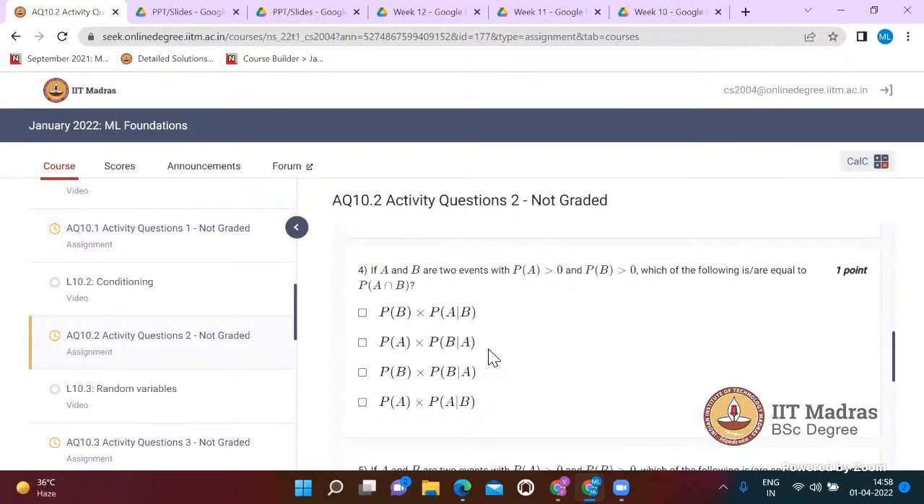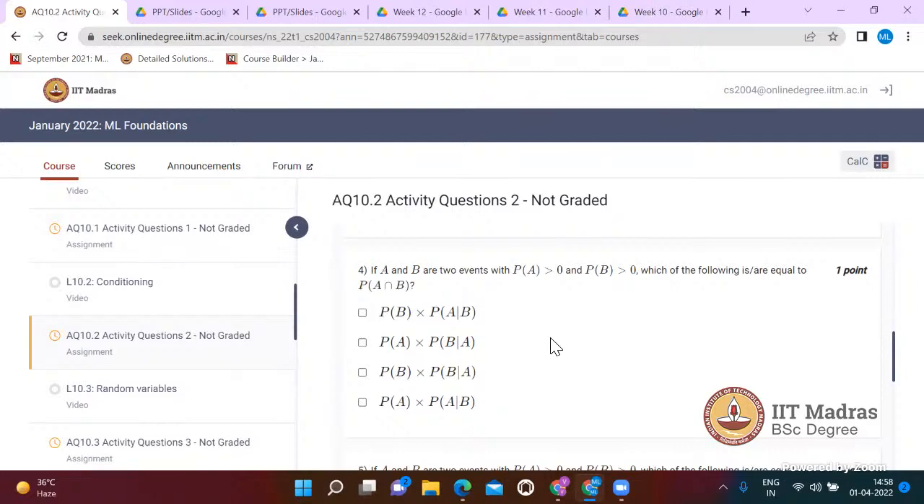Question 4. Okay, this one. This is a simple formula for A intersection B, where A and B are the 2 events with both probabilities greater than zero, because the following is equal to the intersection of this. You can write it, right? What is the probability of A intersection B? Just see it in the conditioned form. How do you generally write A conditioned on B? Probability of A intersection B upon probability of A, right?